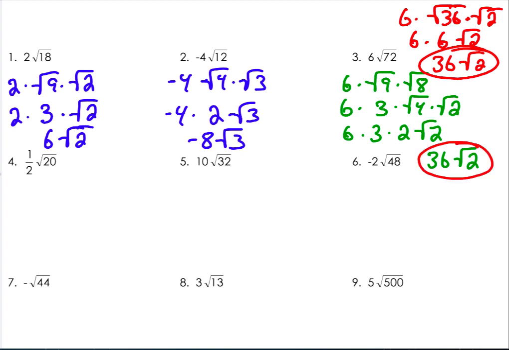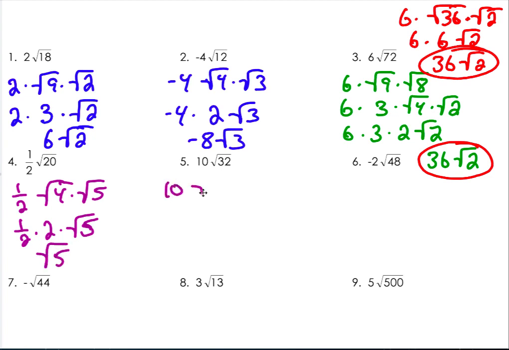So 1/2 times the square root of 4 times the square root of 5. Square root of 4 is 2, so 1/2 times 2 times the square root of 5. 1/2 times 2 is just 1, or just square root of 5. Here I got 10 times the square root of 16 times the square root of 2. Square root of 16 is 4, times 10 is 40, square root of 2.